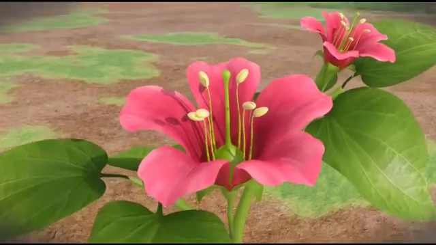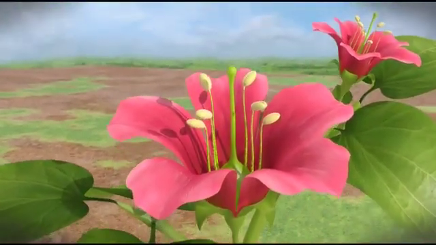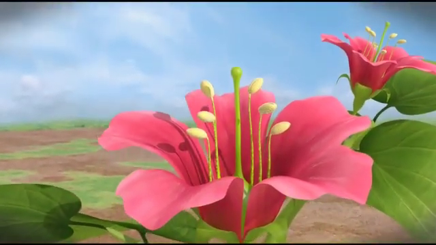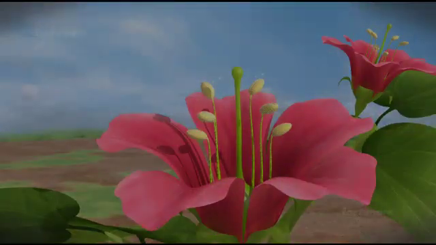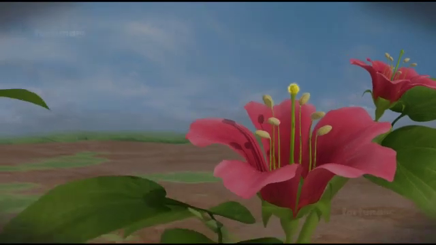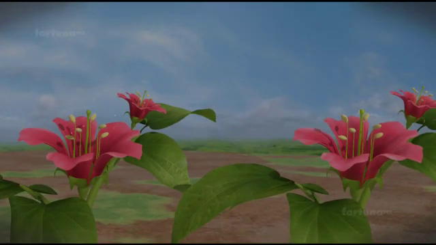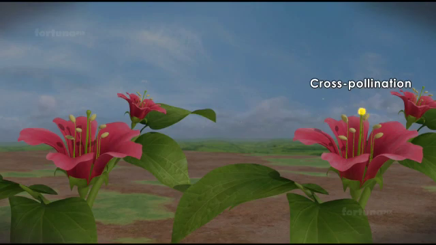Now that we know the basic parts that are involved, let's look at the types of pollination. The transfer of pollen grains from the stamen to the stigma of the same flower is known as self-pollination. The transfer of pollen from the stamen of one flower to the stigma of another plant within the same species is known as cross-pollination.